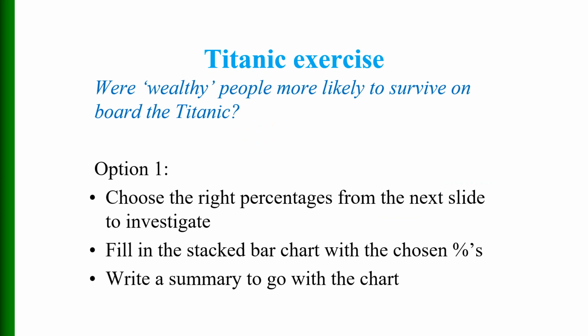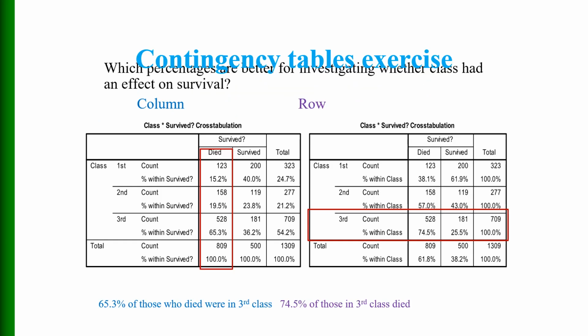Were wealthy people more likely to survive on board the Titanic? Option 1. Choose the right percentages from the next slide to investigate. Fill in the stacked bar chart with the chosen percentages. Write a summary to go with the chart. Now here is the contingency table. Which percentages are better for investigating whether class had an effect on survival?